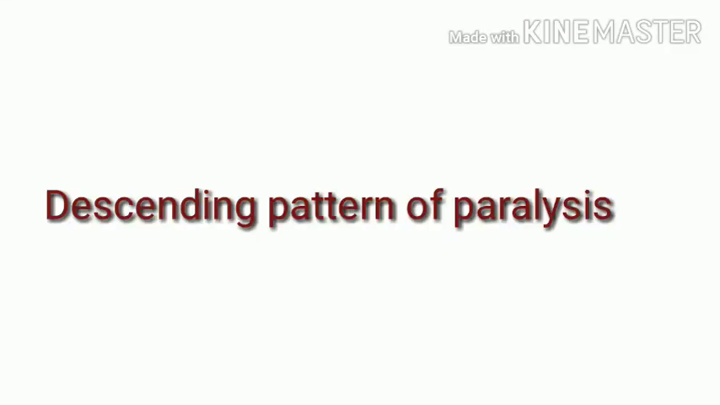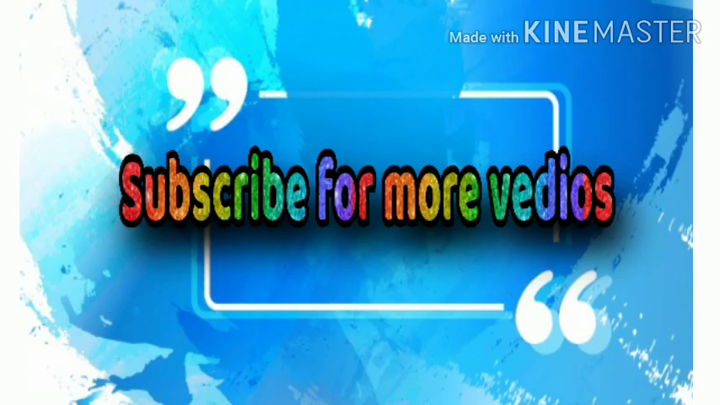A descending type of paralysis. The paralysis that is seen in multiple sclerosis is descending type of paralysis. These are the important points regarding multiple sclerosis.